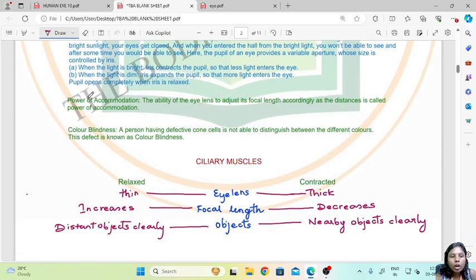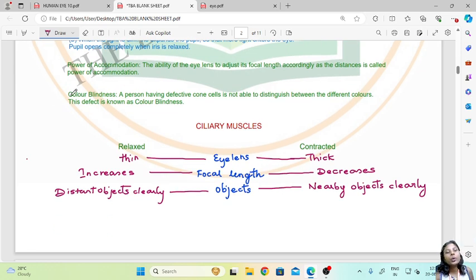Now, power of accommodation. The ability of the eye lens to adjust its focal length accordingly as the distance is called the power of accommodation. So that is the ability of the eye lens, or the crystalline lens that is present, to adjust the focal length depending on the distance of the objects that are present. That is the power of accommodation.